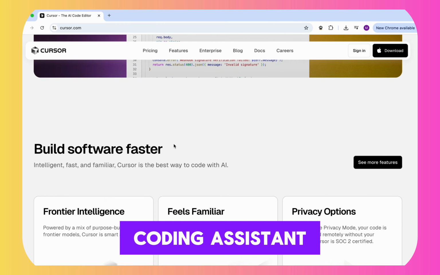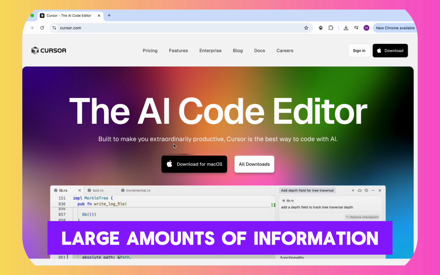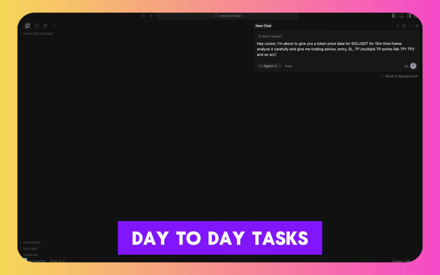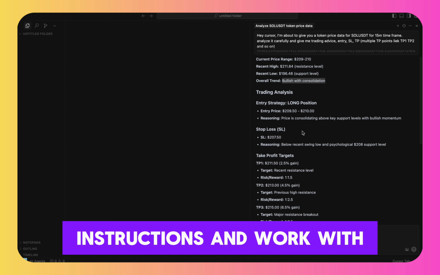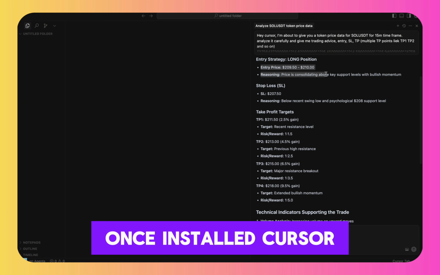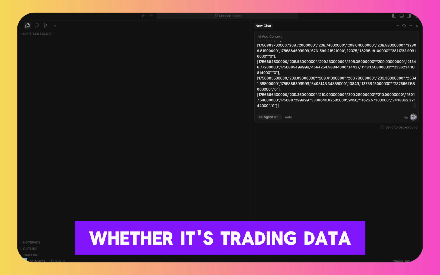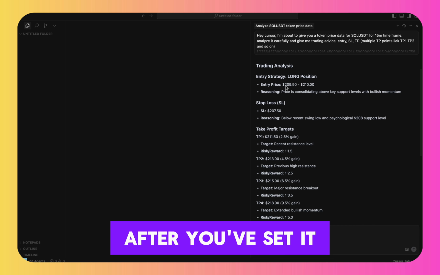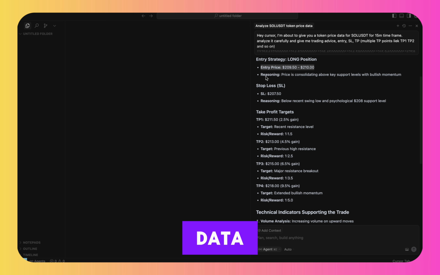It's not just a coding assistant, it's a powerful AI tool that can help with analyzing large amounts of information, writing scripts, generating code, and even assisting with day-to-day tasks. Think of it as a smart companion that can understand instructions and work with data much faster than you could manually. Once installed, Cursor will be ready to process whatever information you provide, whether it's trading data, code snippets, or research material.